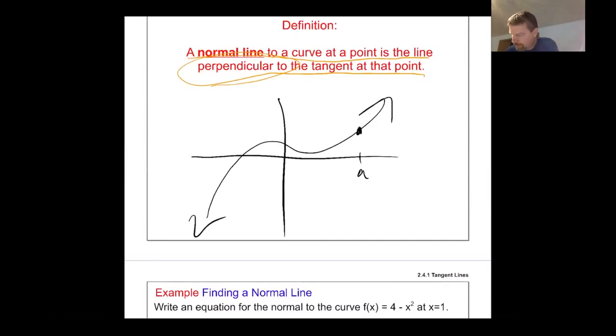If I were to have a tangent line, it would have that exact same slope as the function. Looks like about like that. That would be my tangent line. It has the same slope. A normal line is just going to go through the exact same point, but it's going to be perpendicular to the tangent. That's what a normal line is. Same as a tangent, just perpendicular slope.